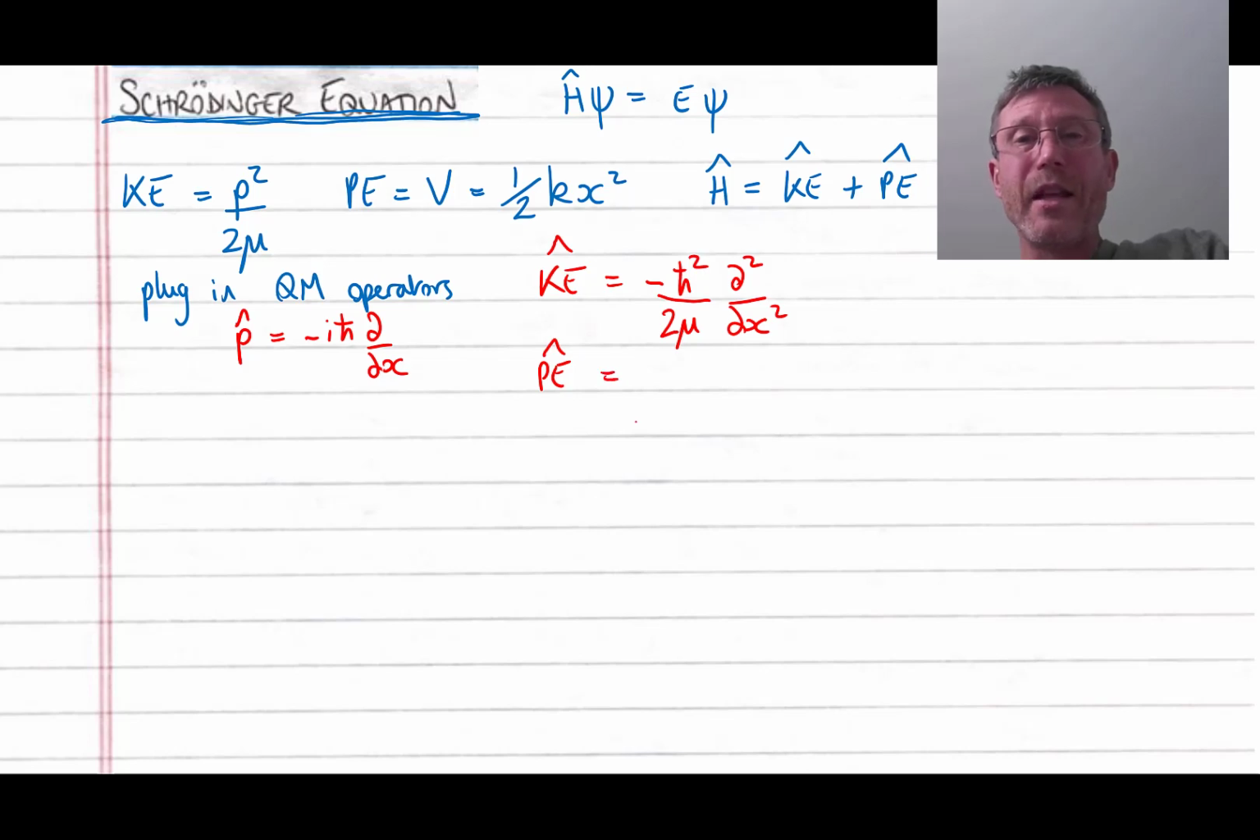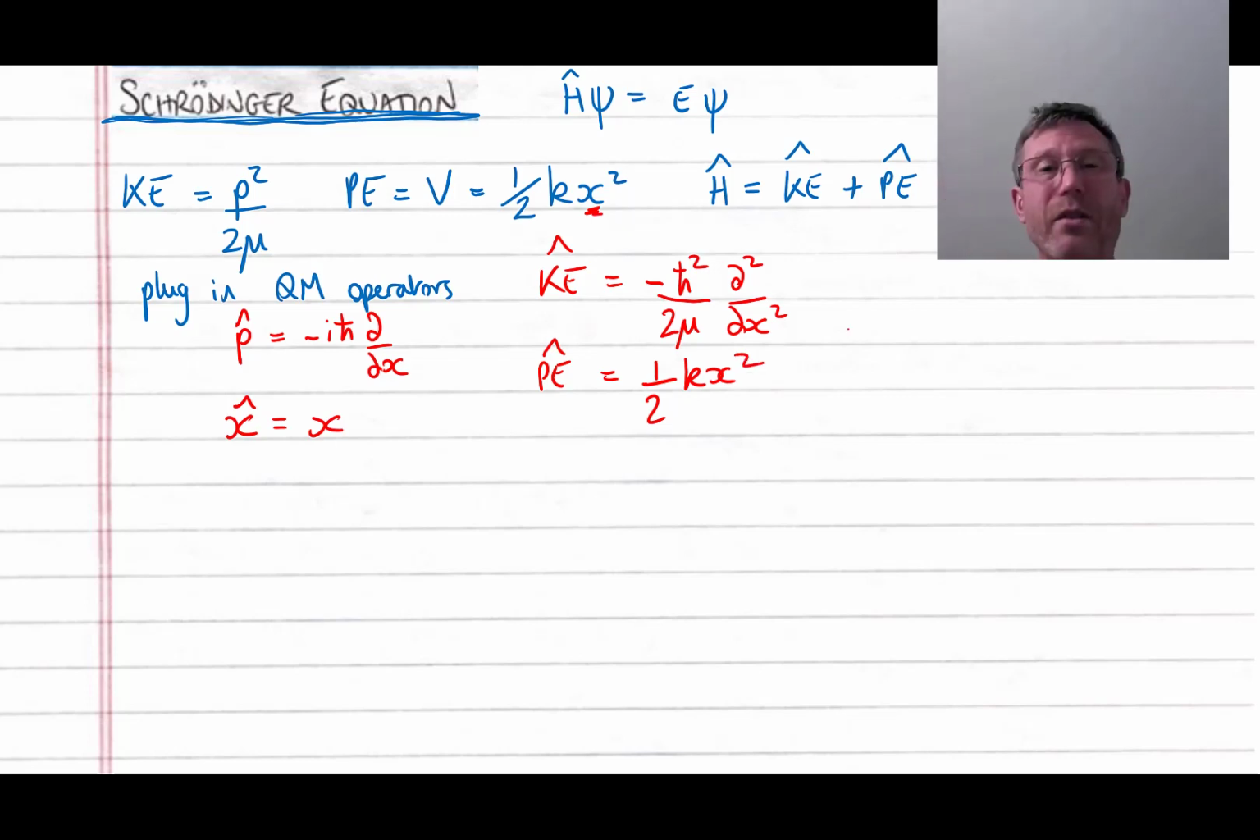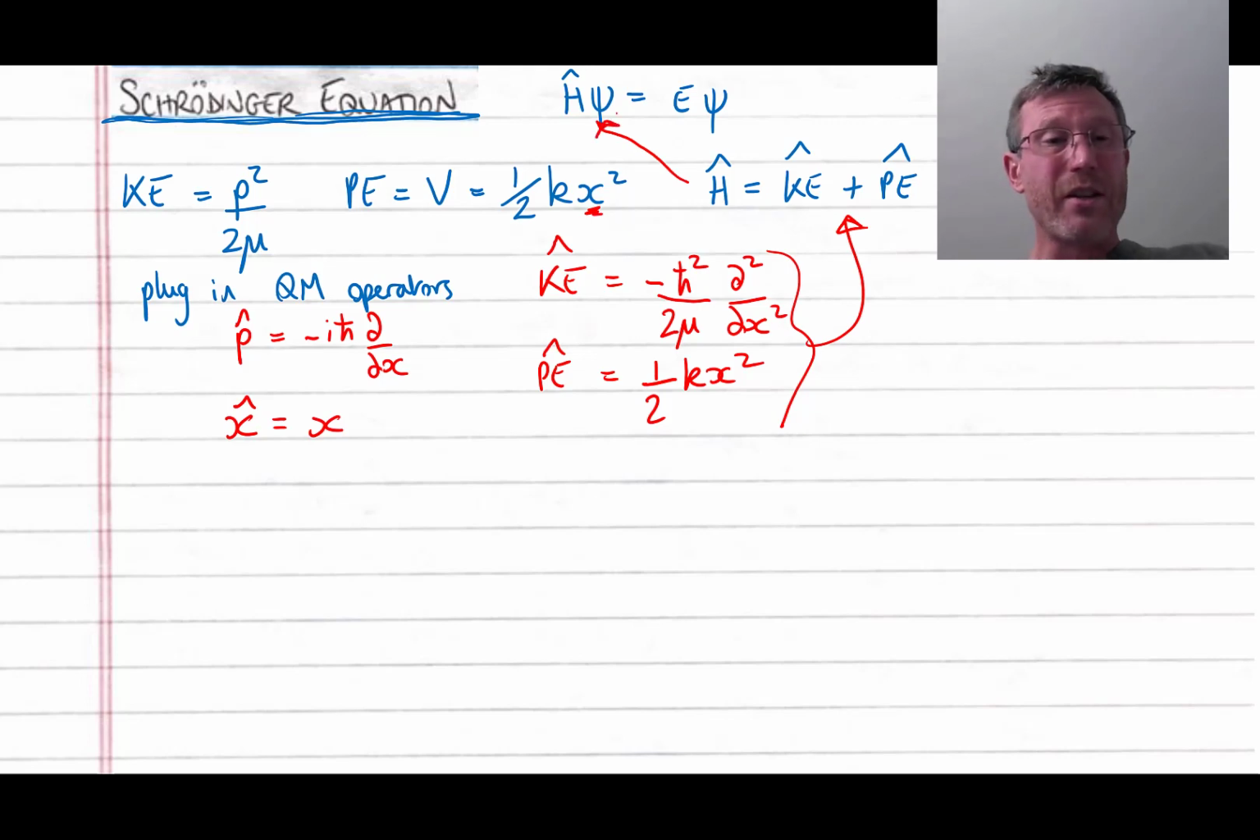The potential energy operator has the position observable x in it. The position operator, as we can look up, is simply multiplication by x. So it's straightforward: the potential energy operator is equal to half kx squared. Now we add these two together. These two become the Hamiltonian operator, and that Hamiltonian operator we plug into our Schrodinger equation. So let's look at the result.